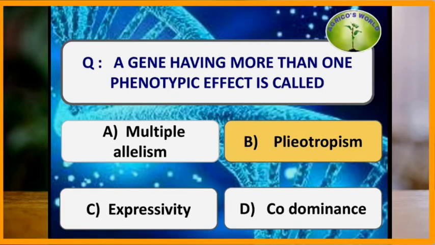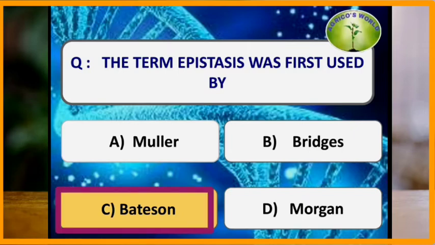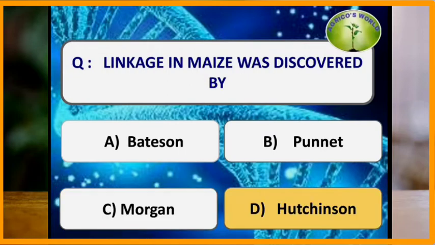A gene having more than one phenotypic effect is called pleiotropism. The term epistasis was first used by Bateson. Linkage in maize was discovered by Hutchinson, linkage in pea was discovered by Bateson and Punnett, and linkage in Drosophila was discovered by Morgan.